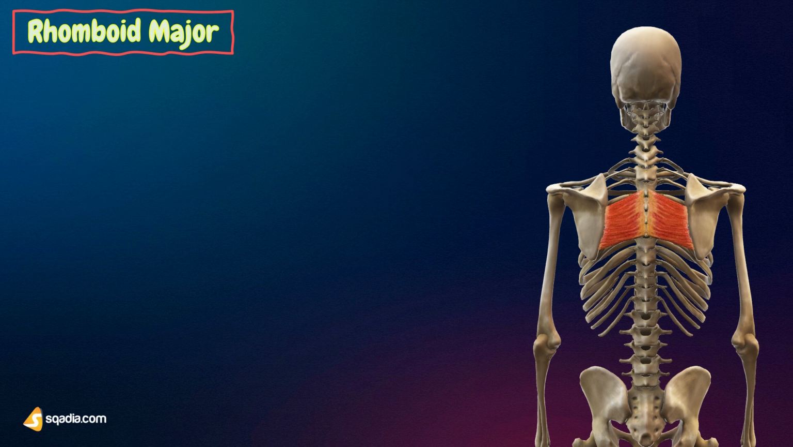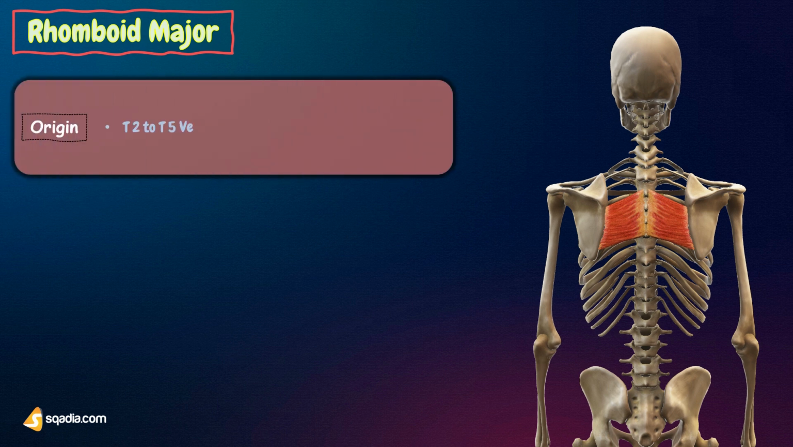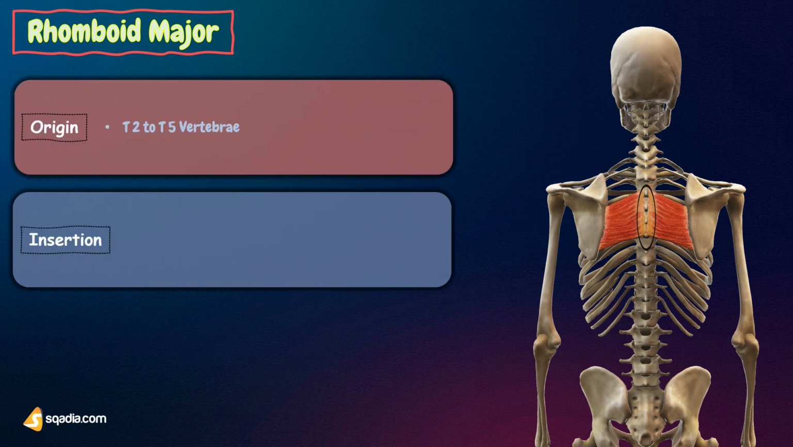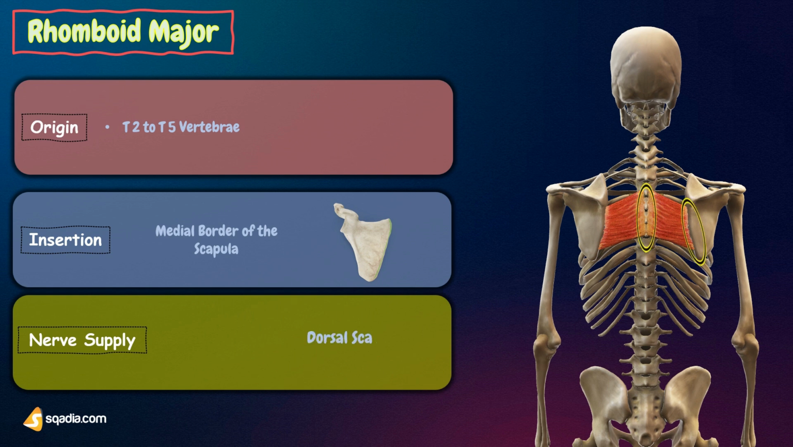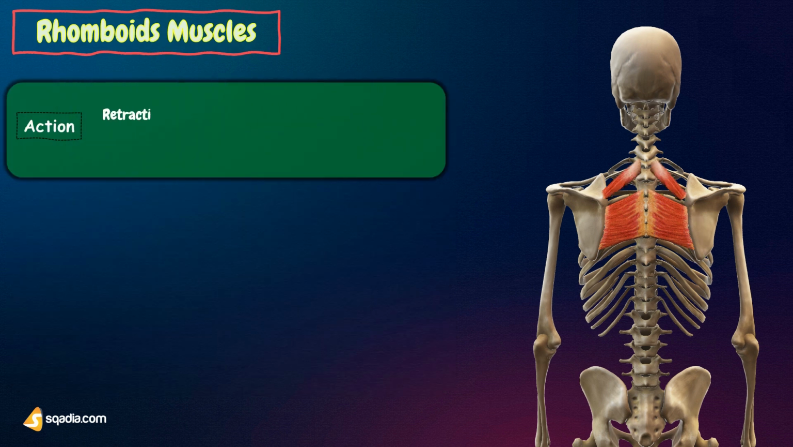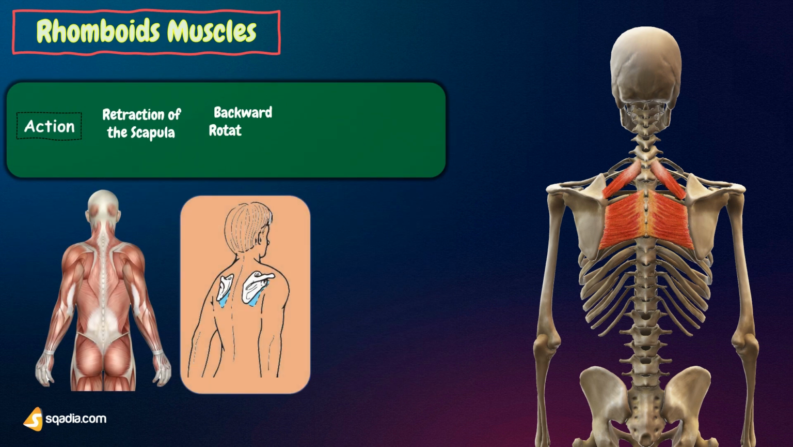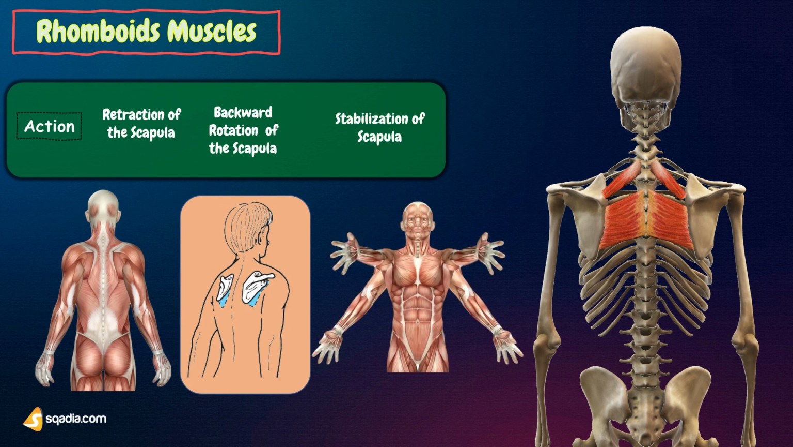While the rhomboid major muscle originates from the 2nd to 5th thoracic vertebrae and the corresponding supraspinous ligaments. Its fibers are inserted into the medial border of the scapula opposite the infraspinous fossa. It is also innervated by the dorsal scapular nerve. The function or action of these rhomboid muscles is retraction of the scapula as well as backward rotation of the scapula. They also play a role alongside levator scapula to stabilize the scapula during movements of the upper limb.